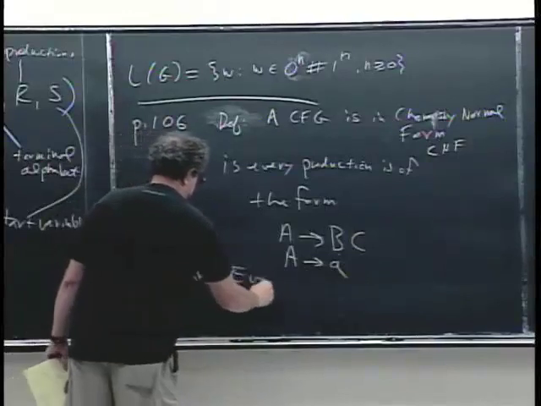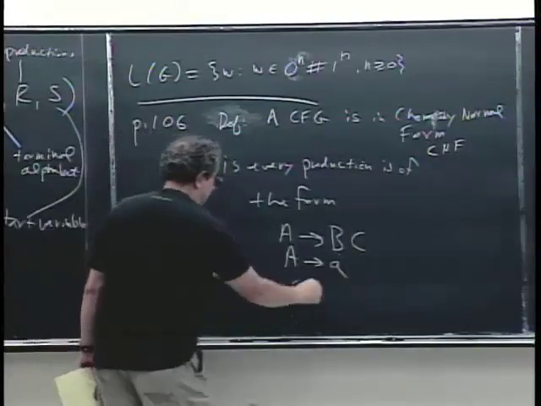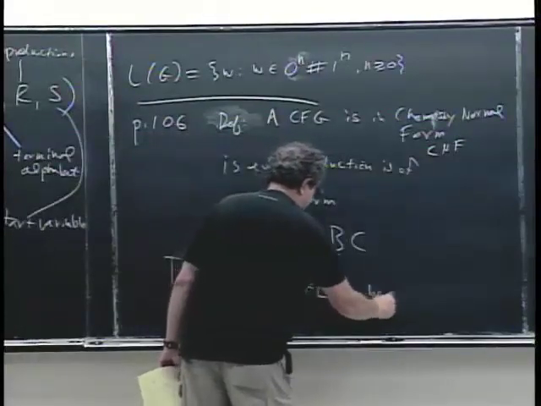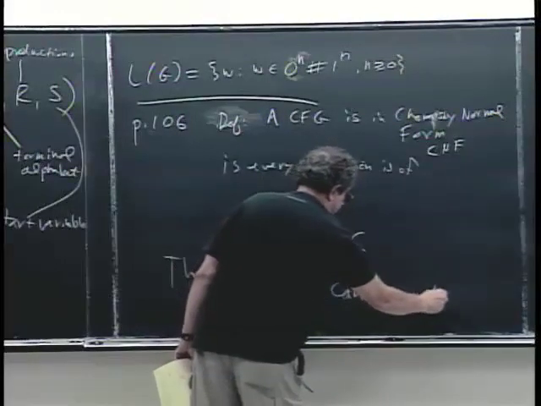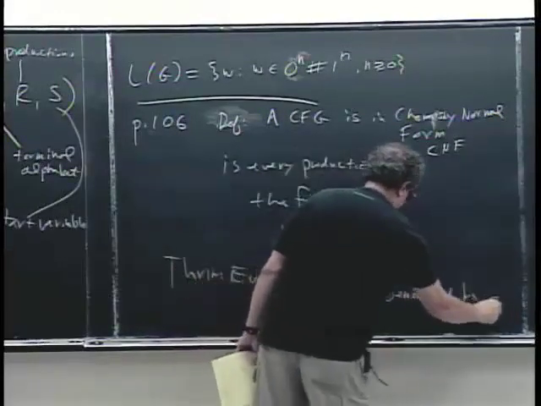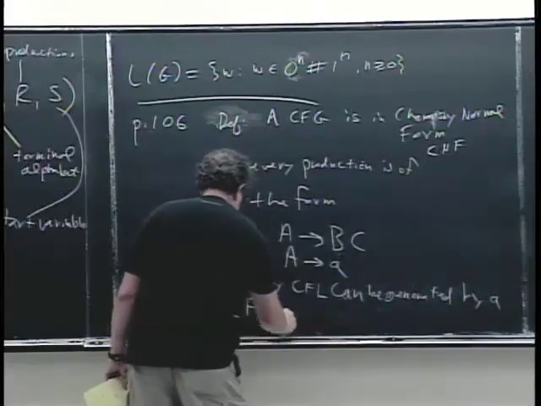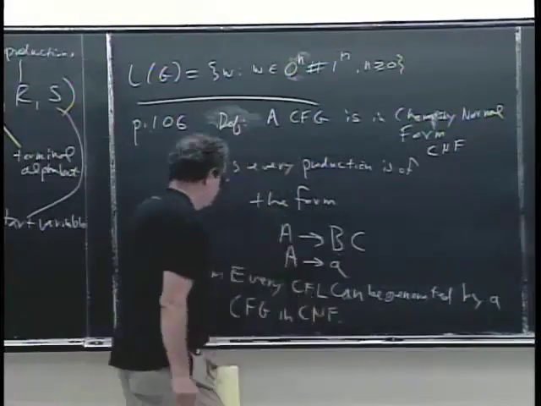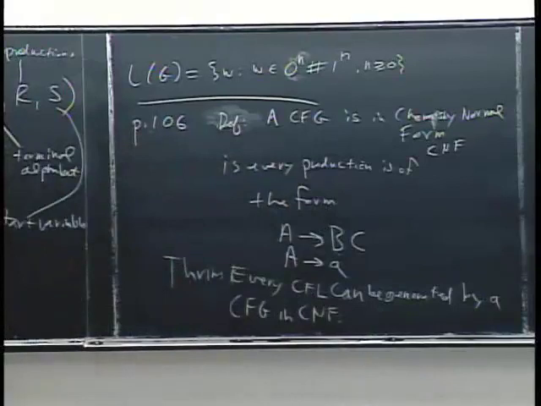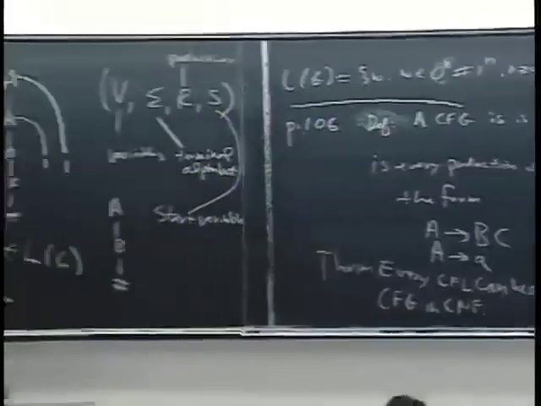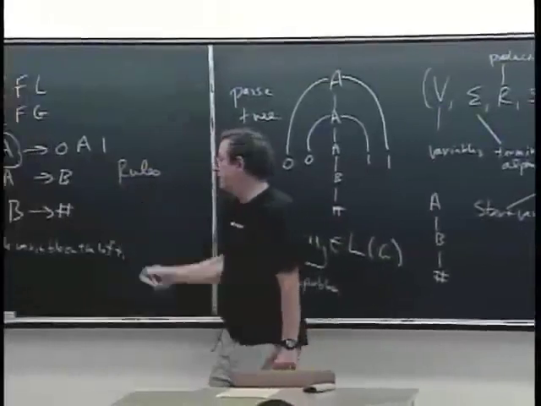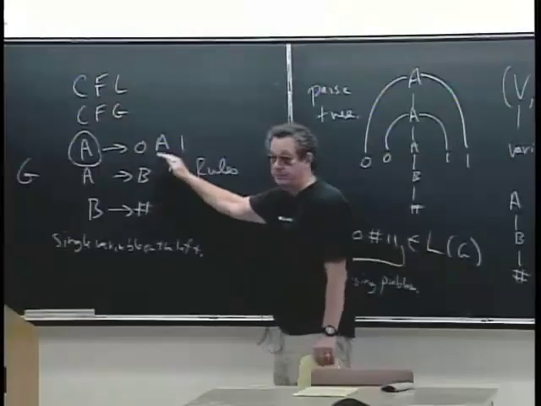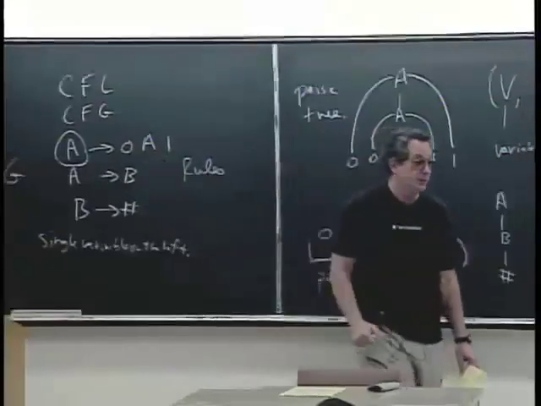And the theorem is that every context-free language can be generated by a context-free grammar in Chomsky normal form. So this one over here is not in Chomsky normal form, but the theorem says there is a context-free grammar in Chomsky normal form that would generate the same language that that one does.